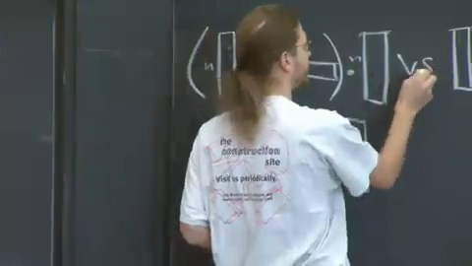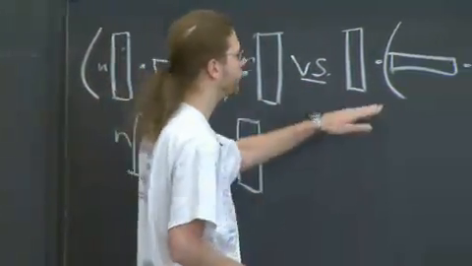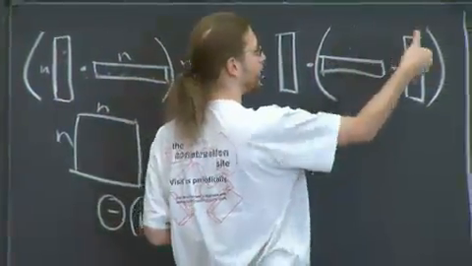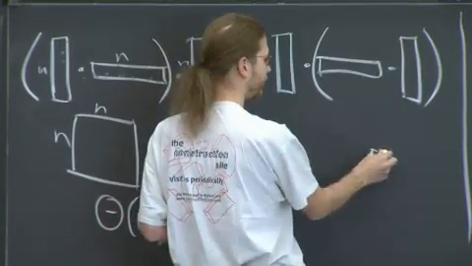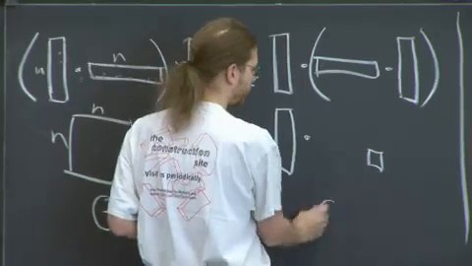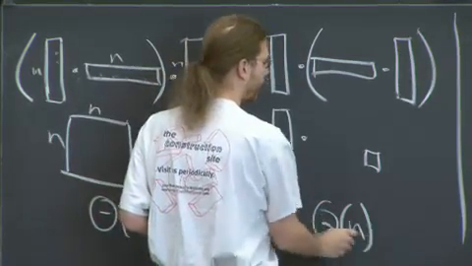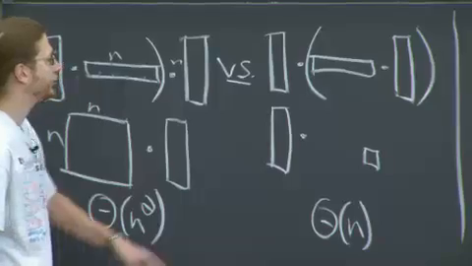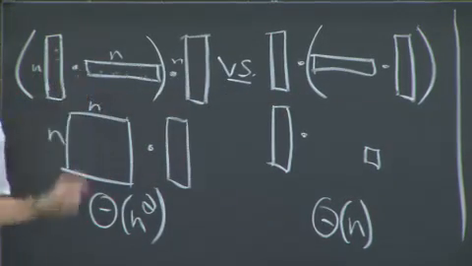Okay, versus if I do it this way, I take all the rows here, multiply them by all the columns here. It's a single number. And then I multiply by this column. This will take linear time. So this is a better parenthesization than this one.